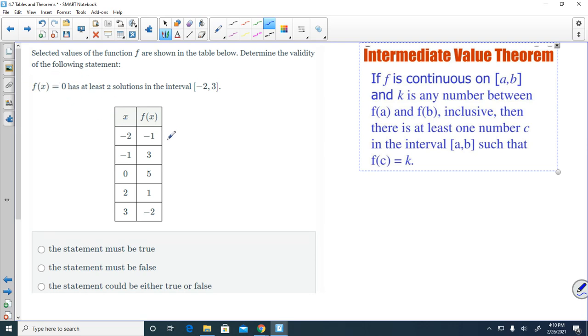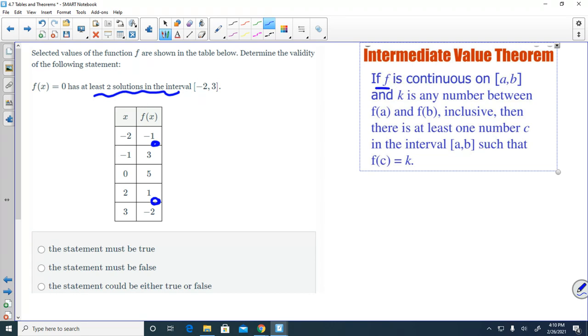So when I first look at this, I think, okay, well, the y values are negative and then they change to positive. So there could be a y value right here. And then the y values are positive and change to negative. So that graph could cross the x-axis right there as well. So it has at least two solutions. Hey, that could be true. Maybe it is true. But in order for the intermediate value theorem to apply, some conditions have to be met.